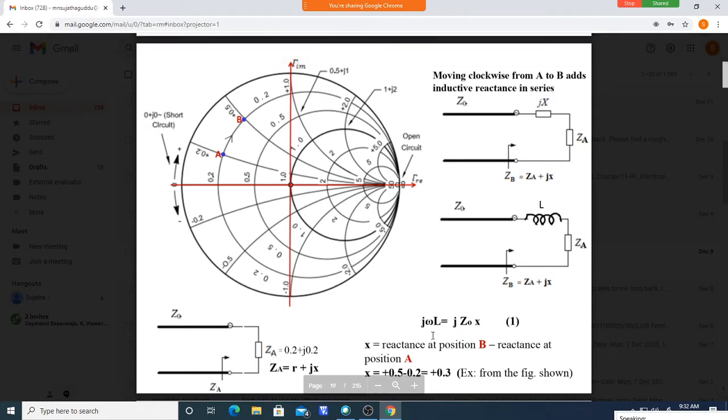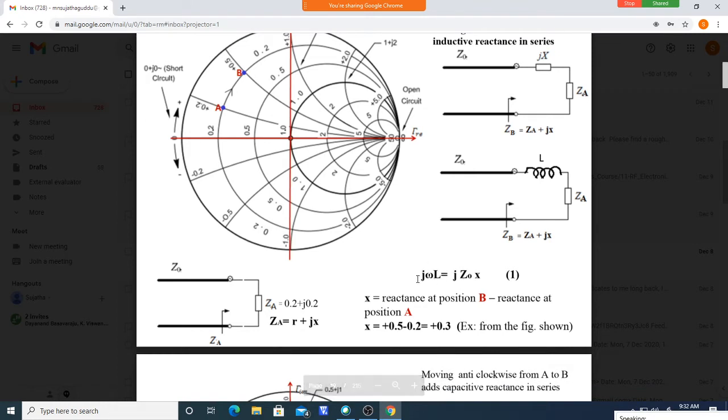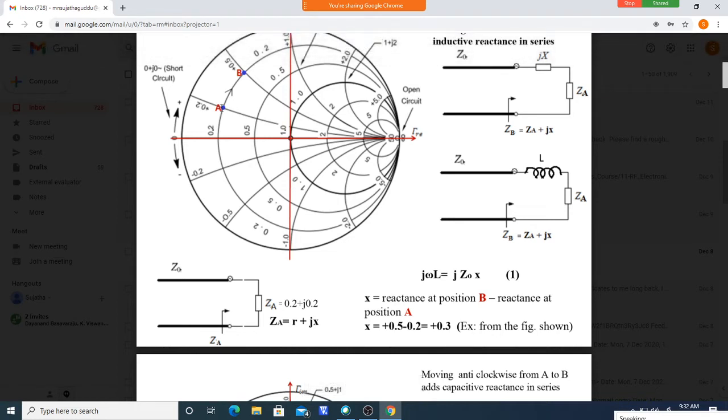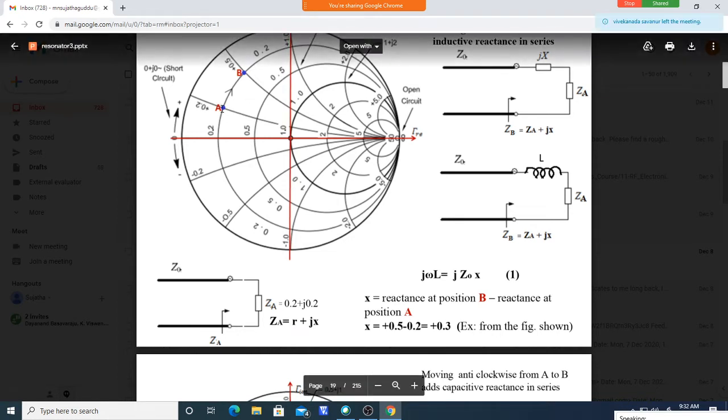To find that you should use this equation. J omega L is equal to J Z naught into X, where X is the reactance at point B minus the reactance at position A. What is the reactance at the starting point? This is the starting point and this is the ending point. Reactance at position B is your ending point, and reactance at position A is the starting, initial point. You note down the reactance at each position.